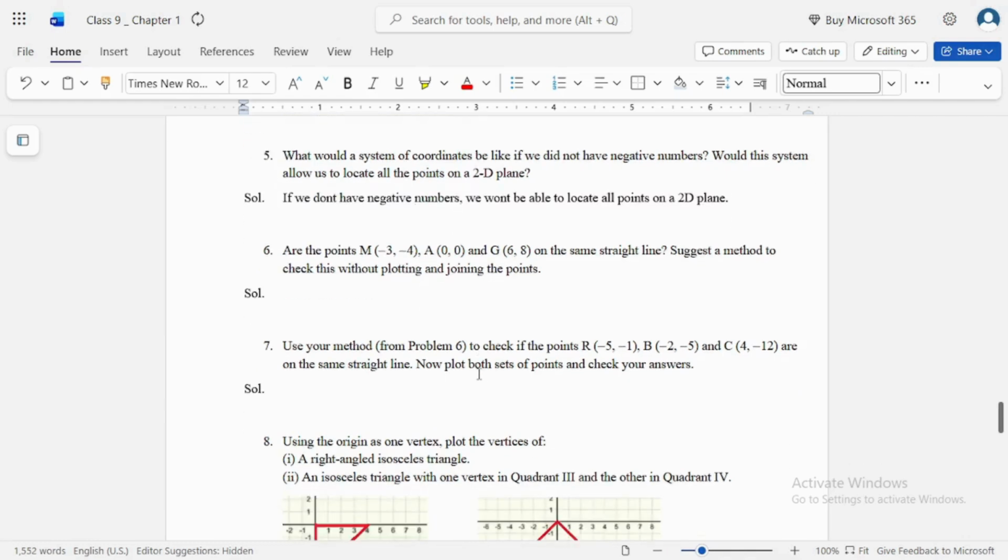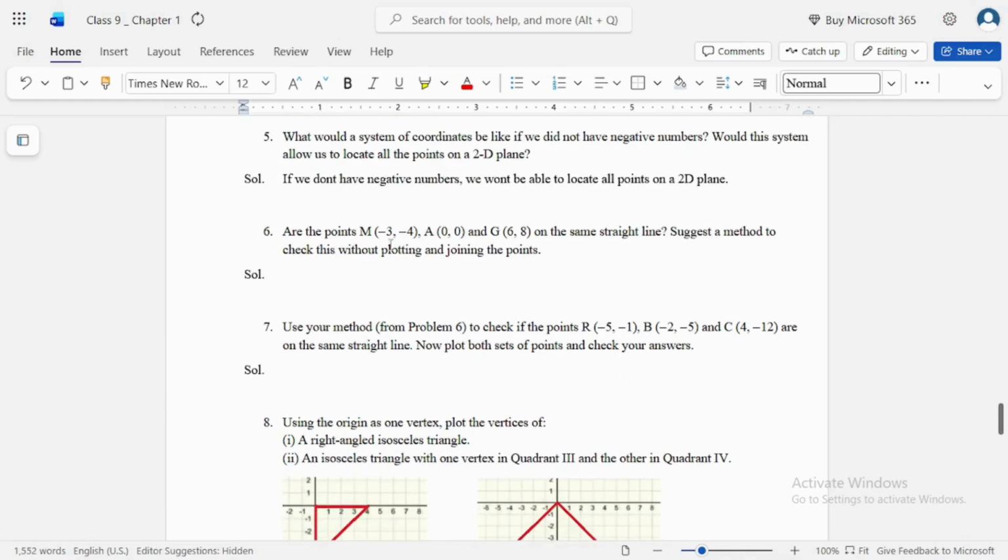Okay, coming to question number 6. Are the points M (-3, -4), A (0, 0) and G on the same straight line? Suggest a method to check this without plotting and joining the points.